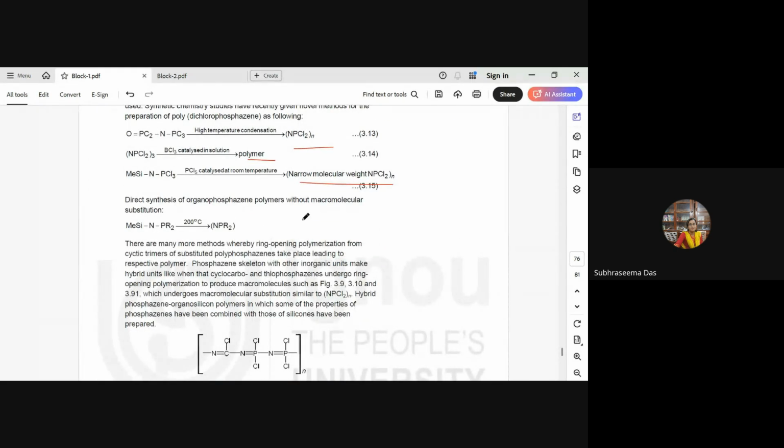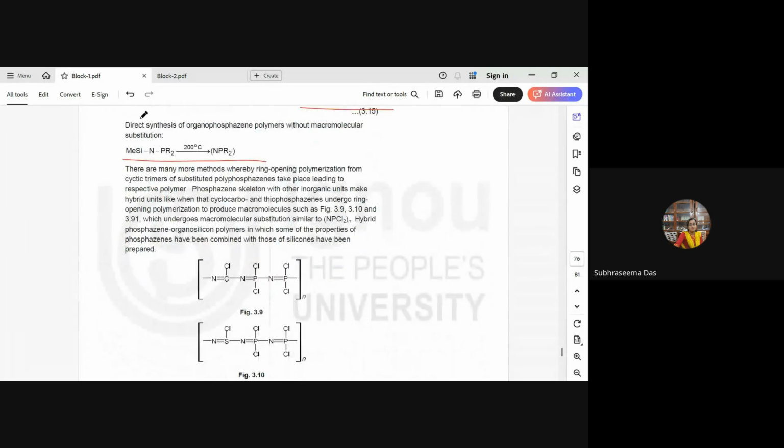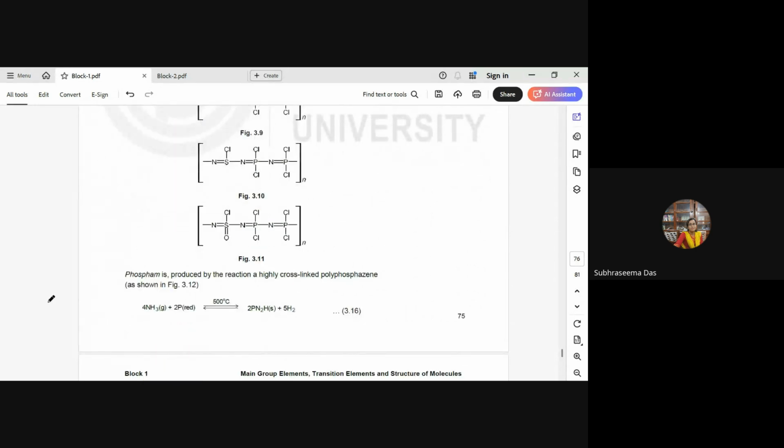Direct synthesis of organophosphazene polymers can be done by this method, direct heating at 200 degrees centigrade. Also, there are various methods by which ring opening polymerization has been used to produce substituted phosphazenes to form the corresponding polymer. During the preparation of polyphosphazene, an important product is phospham, which is produced by the reaction of a highly cross-linked polyphosphazene.